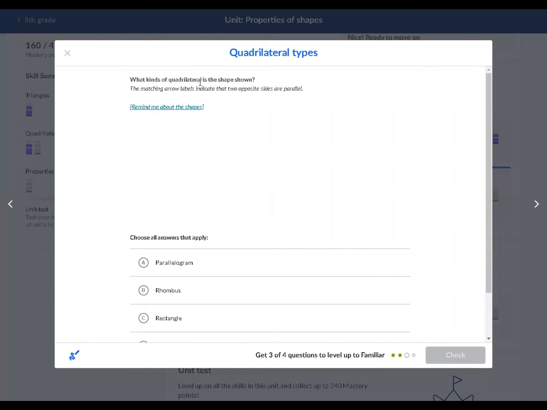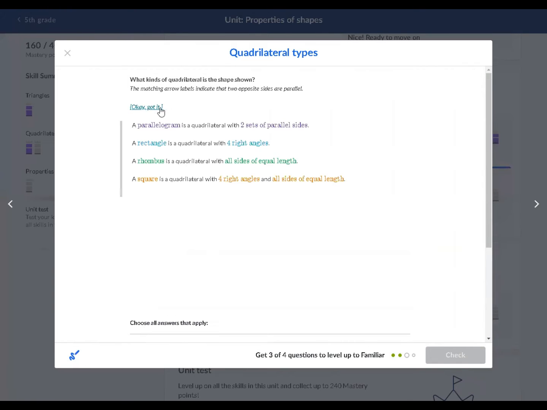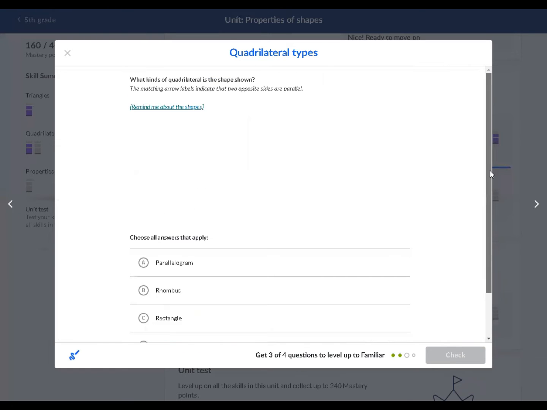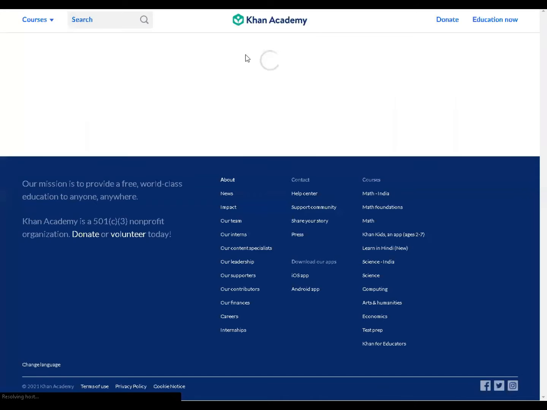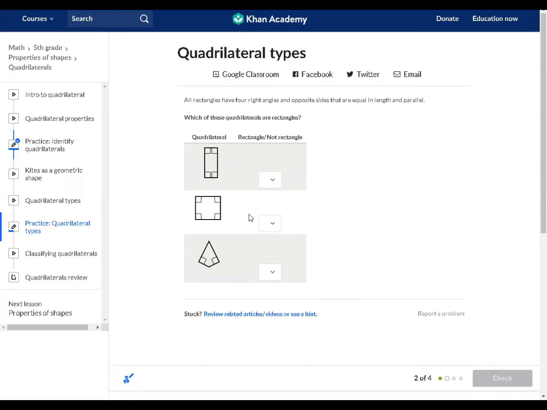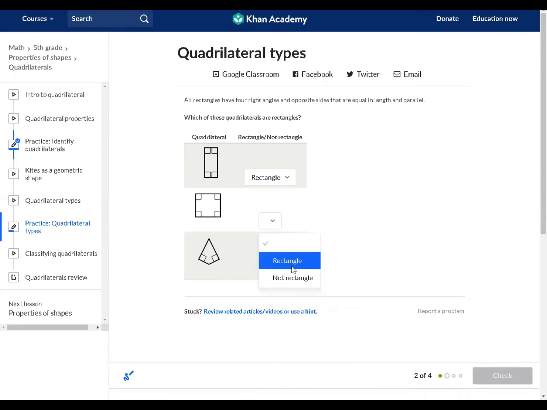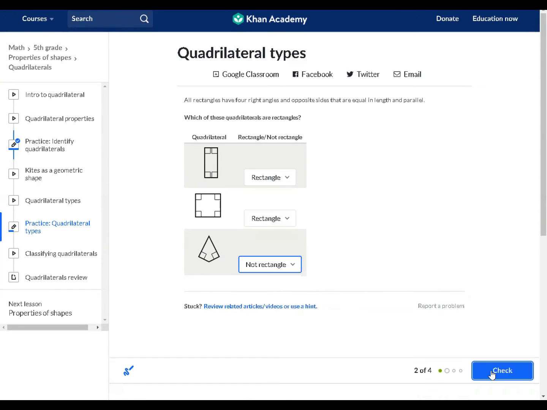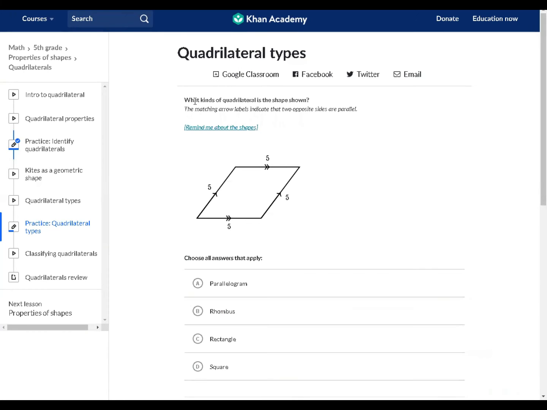So what kind of quadrilateral is the shape shown? Which shape? Okay, I guess that's loading or something. I guess that it's loading. So I guess that was a glitch in the problem. Whatever, let's just continue. Oh, this is actually the second question. Hope you remember the answer. So what kind of quadrilateral is this shape?